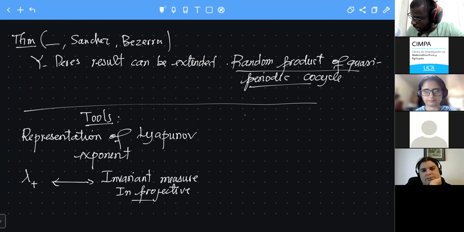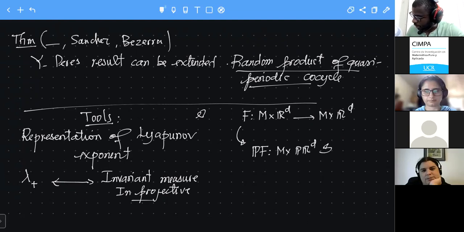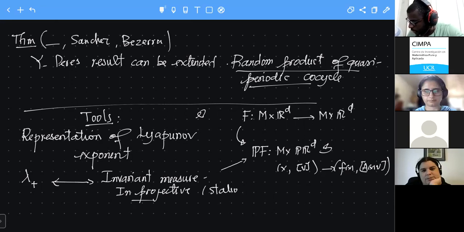So remember, we have a cocycle over M times R^d, where mu is the measure defined on M. So you can look at the associated projective cocycle PF. This is just the projective version of this. Given M times PR^d to itself, given a point X and a representative V, you associate to it f of X, and as the second coordinate, A_X applied to V. So invariant measure, I mean invariant with respect to this projective cocycle, those measures will be called stationary measures.